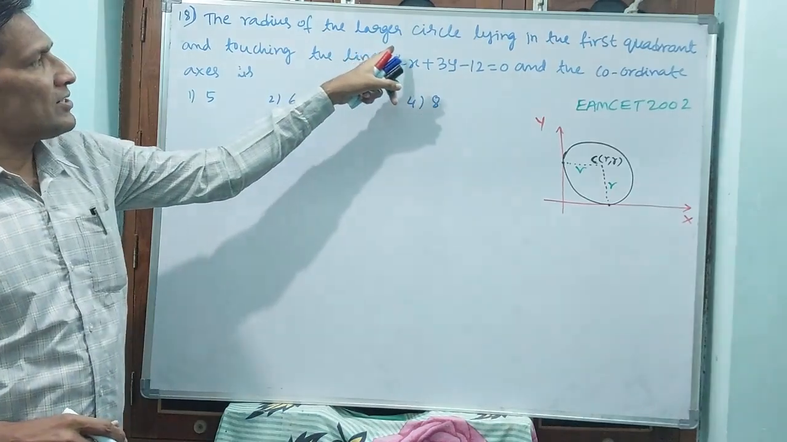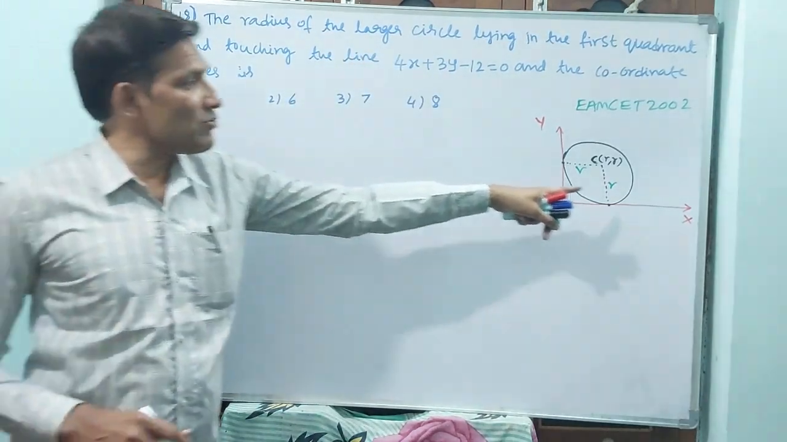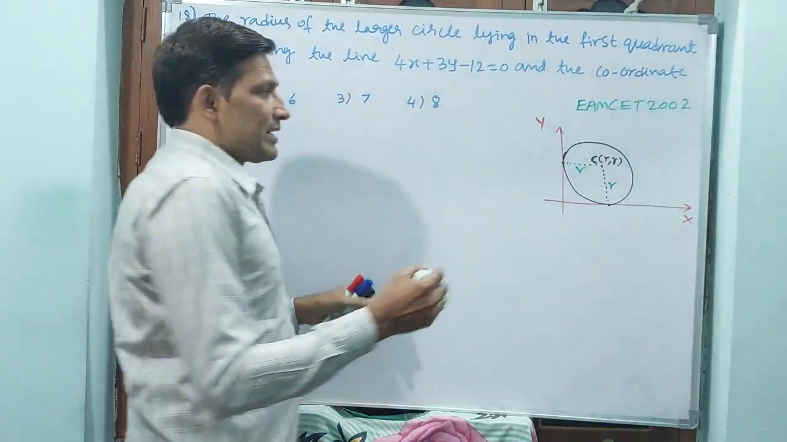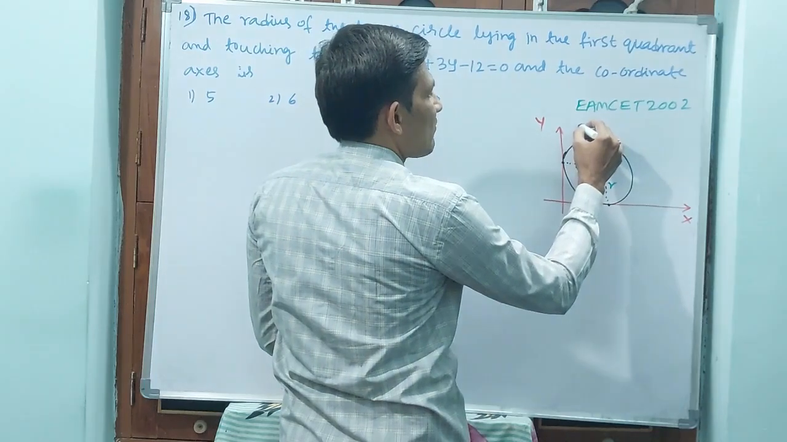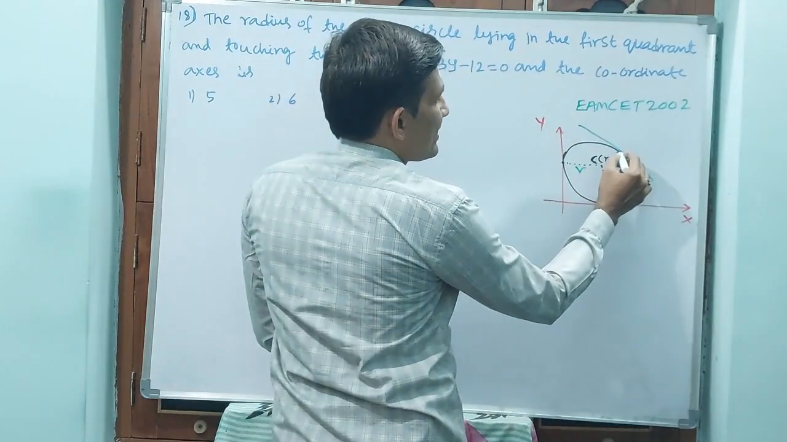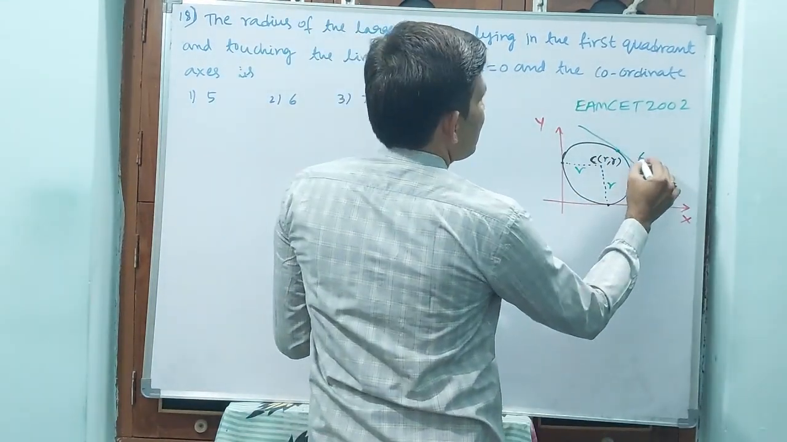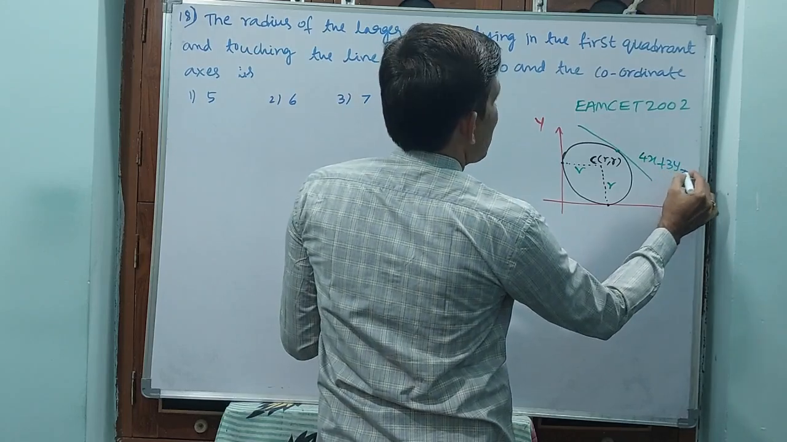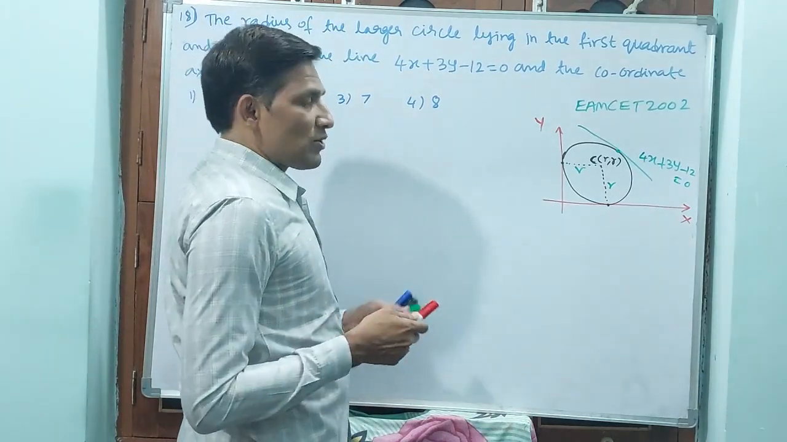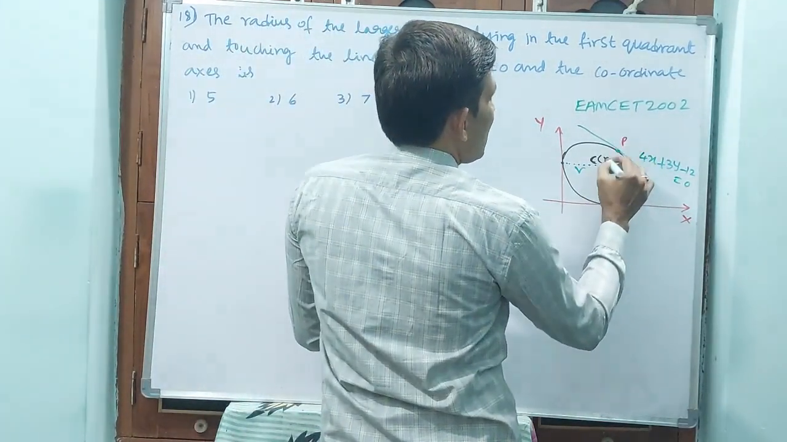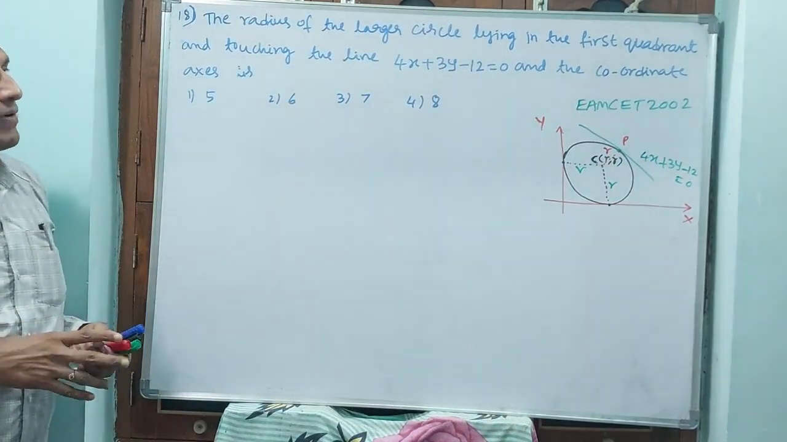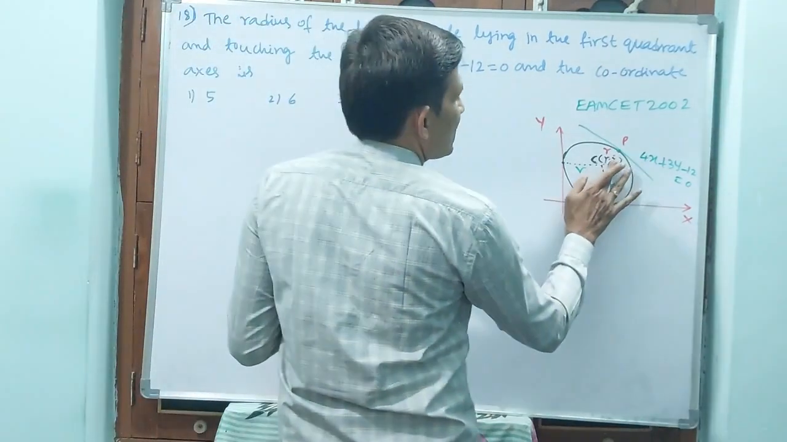The radius of the largest circle you have to find. That means this radius you have to find, in the first quadrant, touching the line. That is important. One coordinate axis has gone, one line has gone, and the circle is touching it. That means this is a tangent point. What is this line? This line is 4x plus 3y minus 12 equal to 0. That point they have not given, but take it as P. This distance is also the radius, and that is crucial for us, because based on that we are doing this.